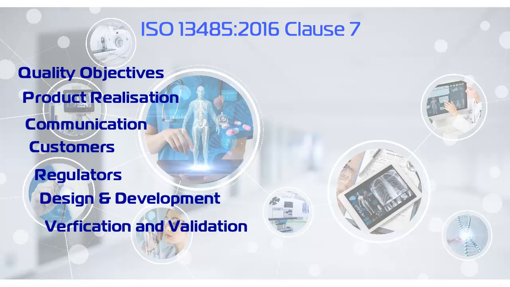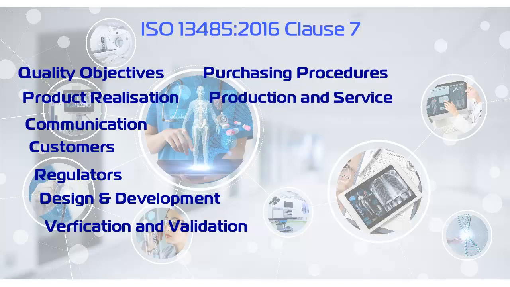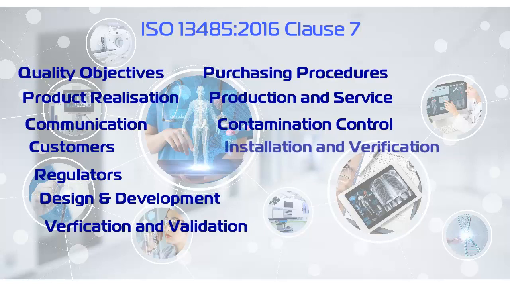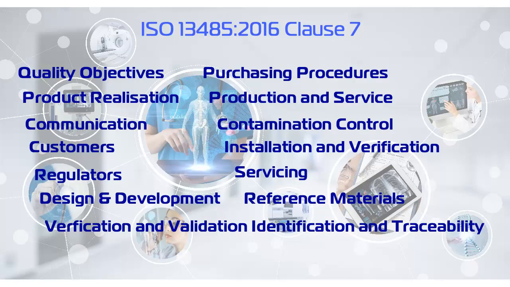Then you have to document procedures to control purchasing, such as to control the selection of suppliers, to monitor supplier performance, to plan product purchases, and to verify that purchased products conform to specifications. Clause 7 also requires that you plan, monitor, and control production and service provision. Define requirements for contamination control if that is applicable in manufacturing and storage, and document product installation and verification requirements. Finally, you have to develop servicing procedures with reference materials, validate processes used for production and service provision where inspection is not feasible, and facilitate product identification and traceability, which may be vital in a recall.